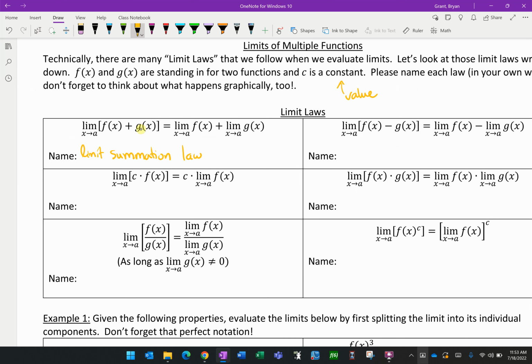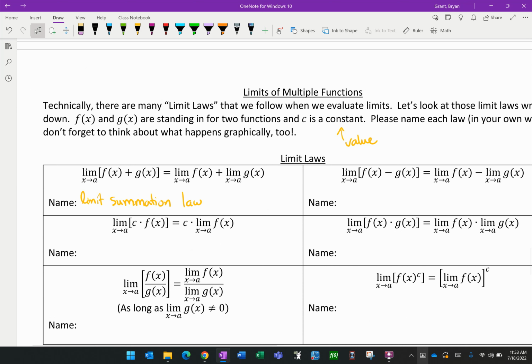Now don't forget that graphically this is actually pretty interesting. What it's saying is if you had the graph of something like x squared and 2x, so we would be looking at the function x squared plus 2x, which is a parabola that's shifted a little bit. They're saying that instead of finding the limit of that one graph, you could break it into two different graphs. You could look at the graph of x squared, just a parabola, and the graph of 2x, which is just a line. Find the limit of each one of those and then add the results together. So instead of it all together, you're allowed to split it apart.